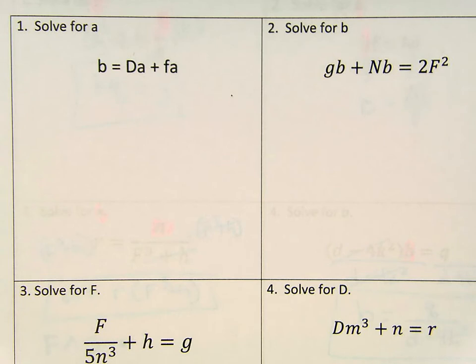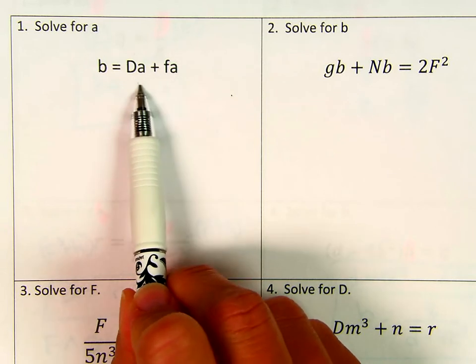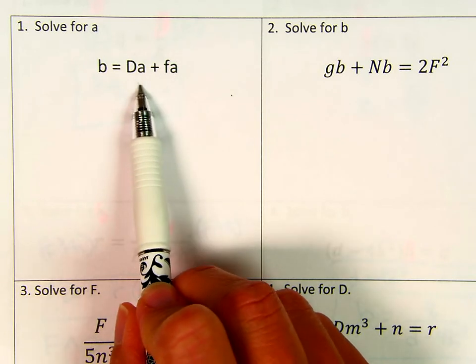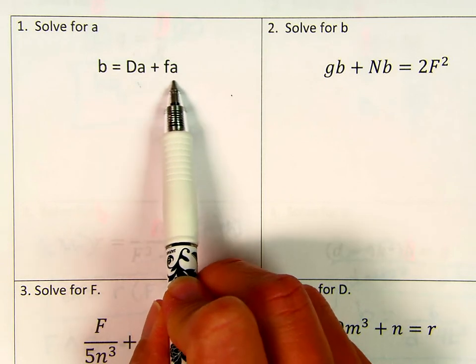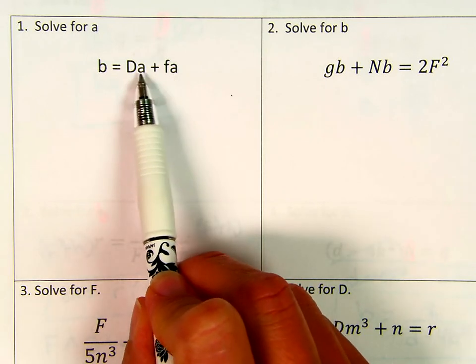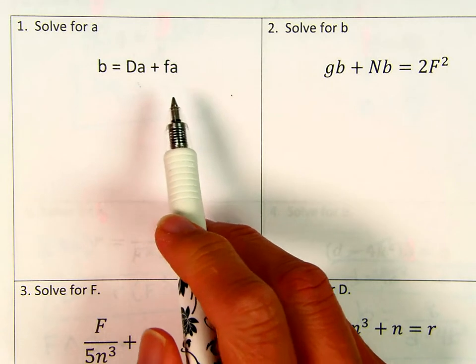These ones, you're going to notice that the letter I'm trying to get alone happens more than once. So we're going to use something called factoring to get that. You can't combine dA and FA. They're not like terms. But we can factor out an A. It's kind of the opposite of distributive property.